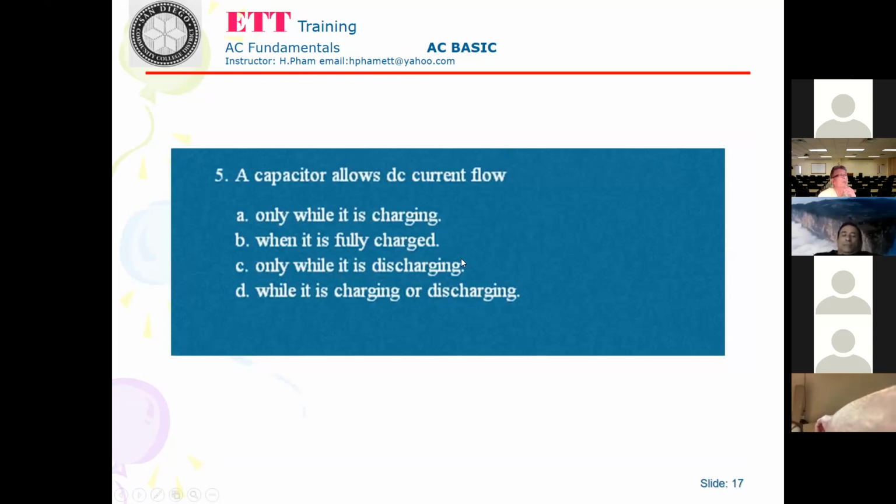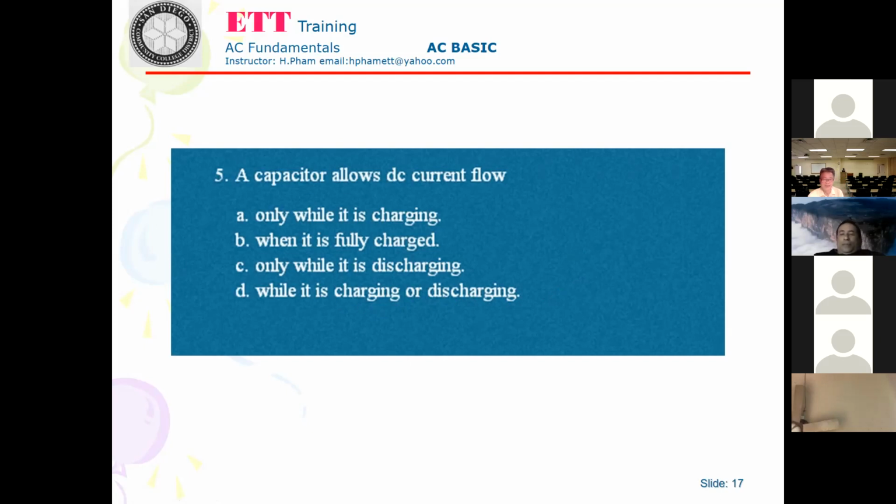A capacitor allows DC current to flow only while it is charging, when it is fully charged, only while it is discharging, or while it is charging or discharging. Option D. A or B or C or D.